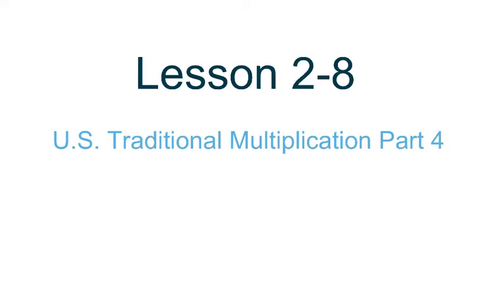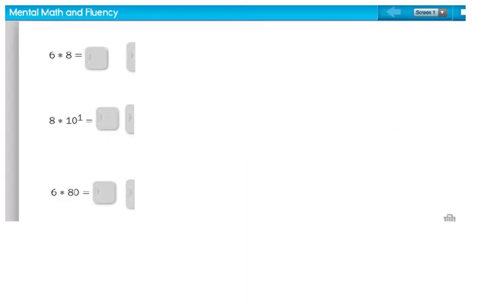In Lesson 2.8, we're going to have our last U.S. traditional multiplication lesson, Part 4. You will need your whiteboard marker, your math journal, and your multiplication chart if needed. So let's go ahead and start with a warm-up. You are going to solve these extended multiplication facts.